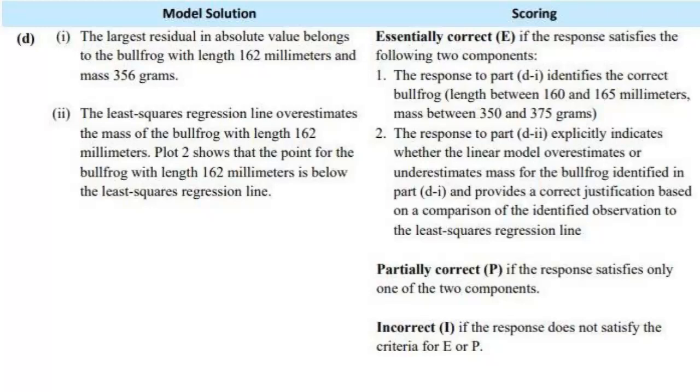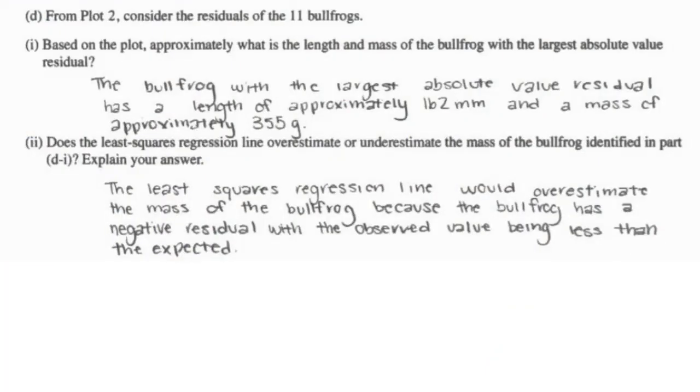Let's look at a couple student work samples. Student 1: the bullfrog with the largest absolute value residual has a length of approximately 162 millimeters and a mass of approximately 355 grams. The least squares regression line would overestimate the mass of the bullfrog because the bullfrog has a negative residual with the observed value being less than the expected.